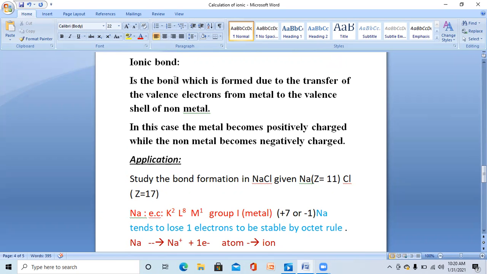Ionic bond is the bond which is formed due to the transfer of the valence electrons from metal to the valence shell of non-metal. So the ionic bond is formed between metal and non-metal. It is formed due to the transfer of the valence electrons from the metal to the valence shell of non-metal. Sure, we all know the elements of groups 1, 2, 3 are metals.